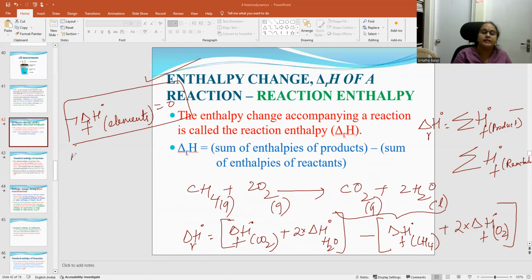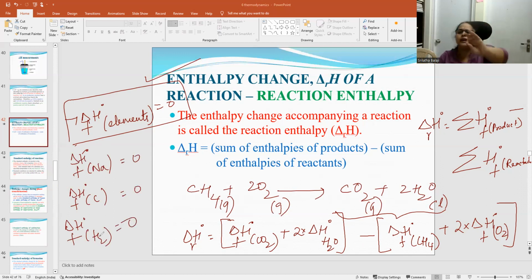So whenever you come across enthalpy of formation of sodium, or enthalpy of formation of carbon, or enthalpy of formation of hydrogen, anything like this, it's all 0. Blindly you can go, it's 0. Nobody will give you the value. Please let me tell you, nobody will provide this value in the exam. Why? Because it's going by your basic concept that enthalpy of formation of elements is 0.